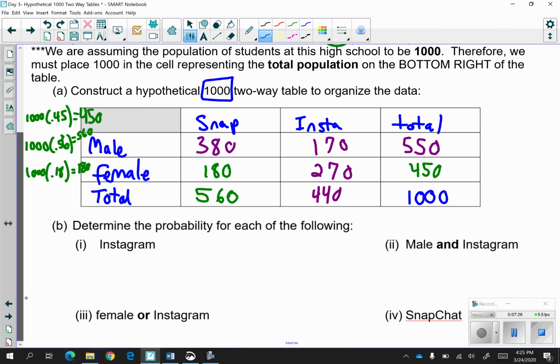And based on this table, it goes right back to the last video on finding probabilities from it. So the probability that they like Instagram is there are 440 total people who like Instagram out of the 1,000.